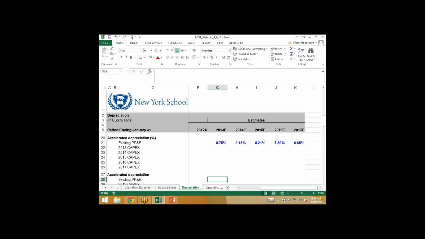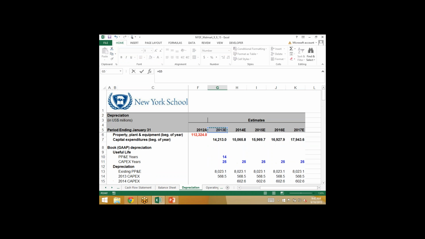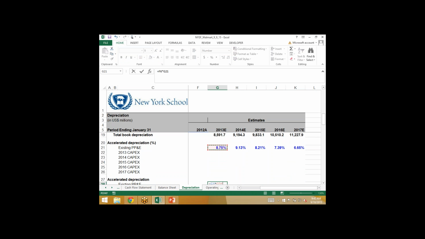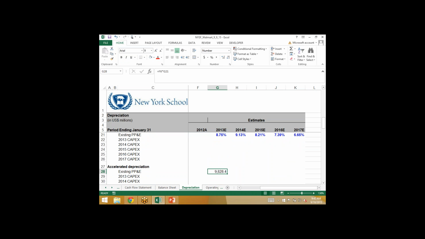And so the way it works to get depreciation, we'll take the value of the PP&E times the percentage. So the 112 billion times 8.75 is our accelerated depreciation for 2013. So the 112,324 times 8.75 is 9,828, right? A premium above the 8 billion that we've calculated before. It's accelerated.